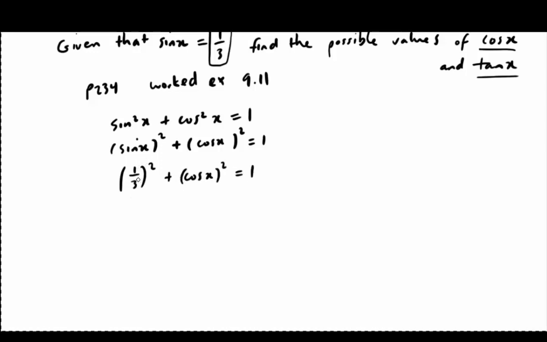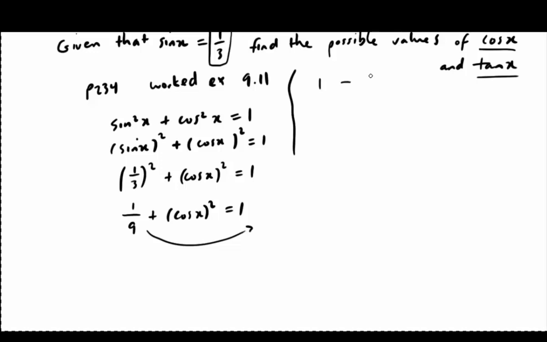We can use exponent laws here. 1 squared is 1. 3 squared is 9. What we have here is cosine x squared equals 1. We're going to throw this term over the bridge, and what we get is 1 minus 1 ninth, which is the same thing as 9 over 9 minus 1 ninth, which equals 8 over 9. So cos x squared is equal to 8 over 9.